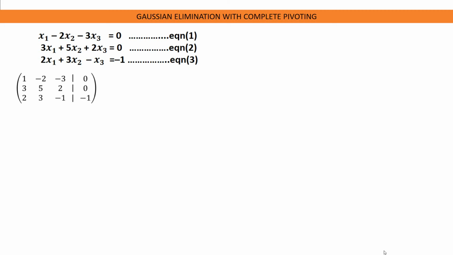And by writing this in augmented form, I mean writing the coefficient of the S values and the numbers right after the equal sign. For instance, in equation 1, the coefficient of S1 is 1, the coefficient of S2 is negative 2, the coefficient of S3 is negative 3, and the number right after the equal sign is 0. So you do the same thing to equation 2 and equation 3, and this will give you this matrix in augmented form over here.